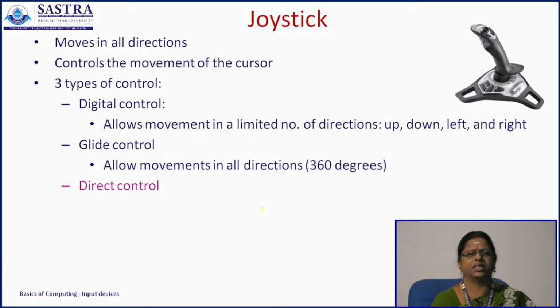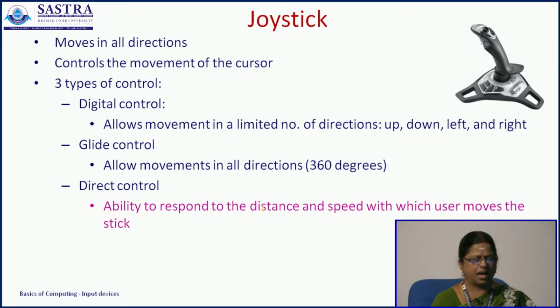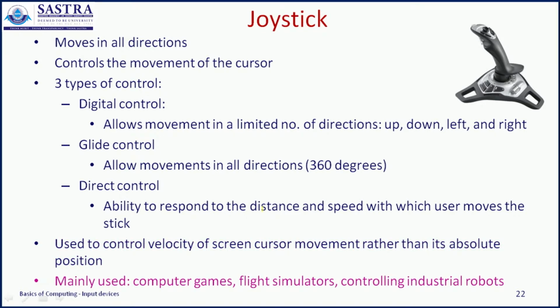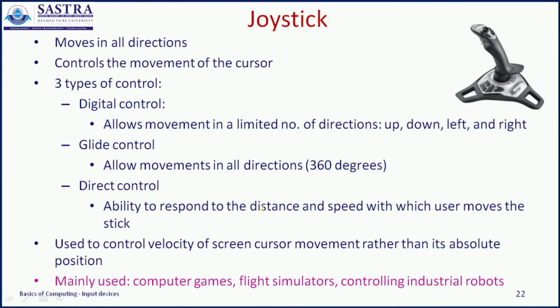Next, third one is the direct control, which is the ability to respond to the distance and speed with which the user moves the stick. It is used to control the velocity of the screen movement rather than its absolute position. This joystick is used mainly in computer games, the flight simulators and for controlling industrial robots.